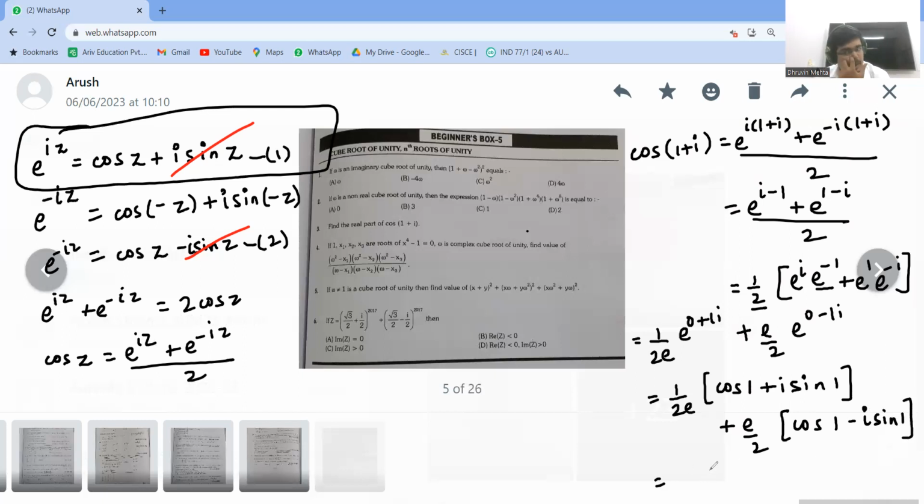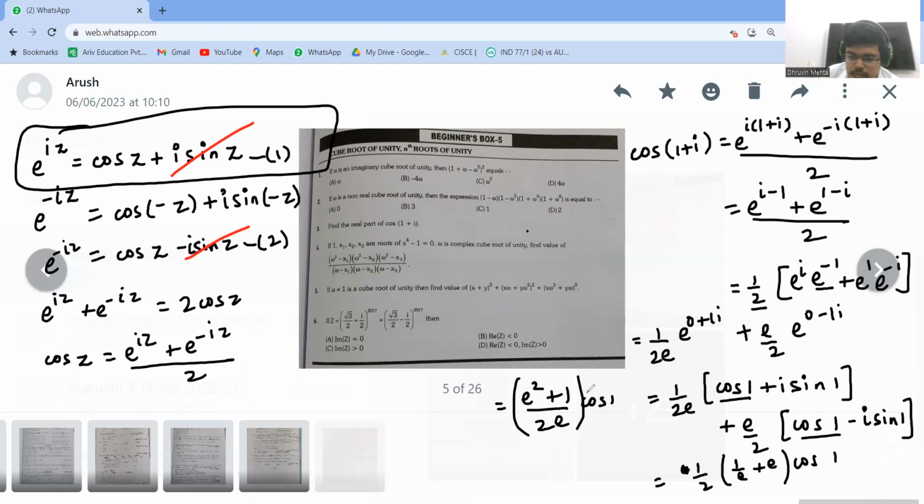Okay. In the question they have asked us for the real part, meaning only these two parts in which there is no i. So from this we can take half common, and in the bracket we get cos 1 upon e, so it's basically 1 upon e plus e into cos 1. Then we have to solve this by taking the LCM, Arush. When you take the LCM you will get e square plus 1 upon 2e into cos 1. This will be the final answer. Check this out. Awesome.